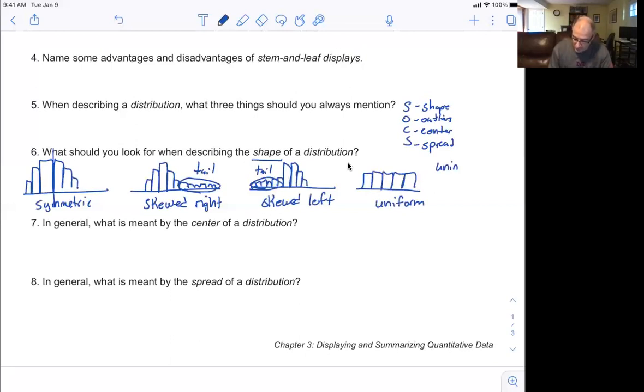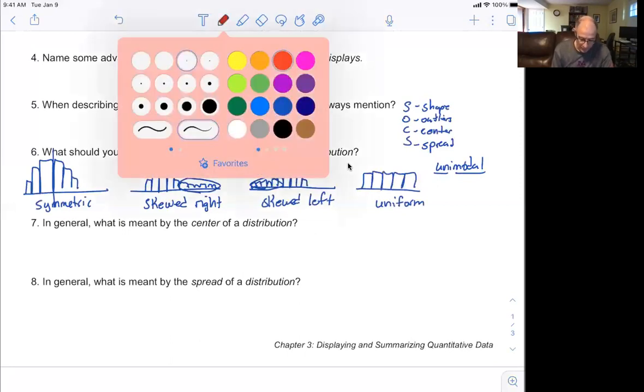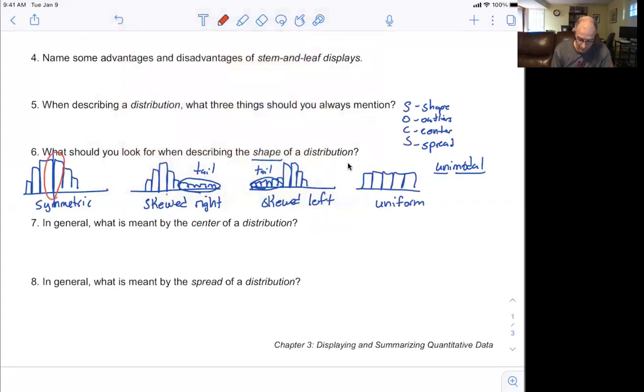These would all be classified as unimodal. Uni is my prefix for one. Mode means most frequently occurring. So all of these are considered unimodal because each has one distinct peak in the middle, one general peak to it. This one is not going to be considered unimodal, because it doesn't have that distinct peak.